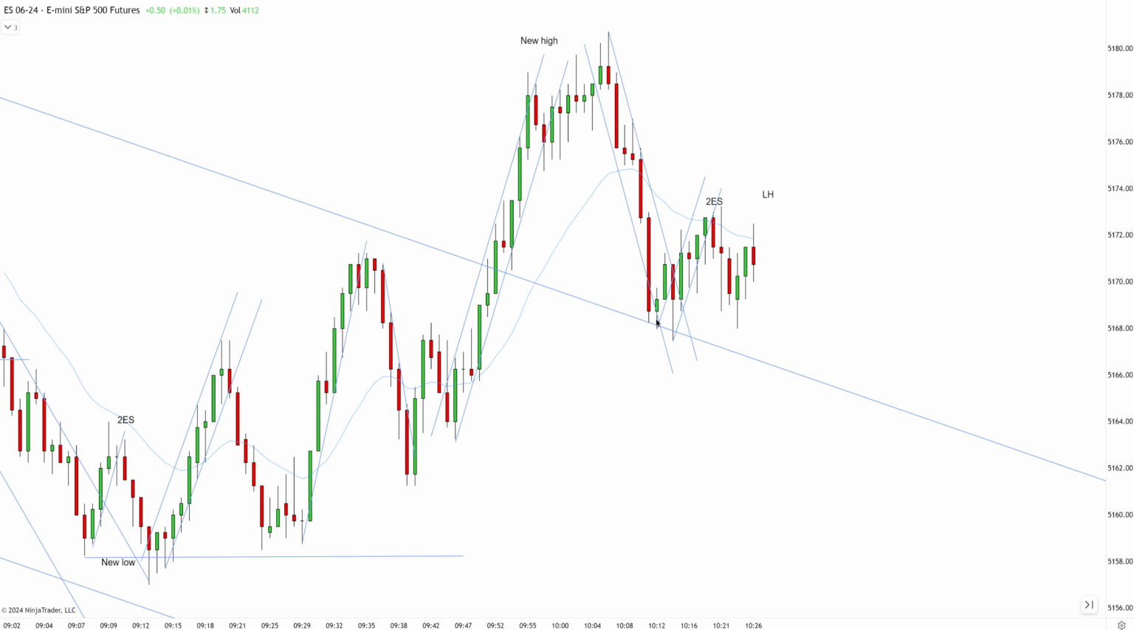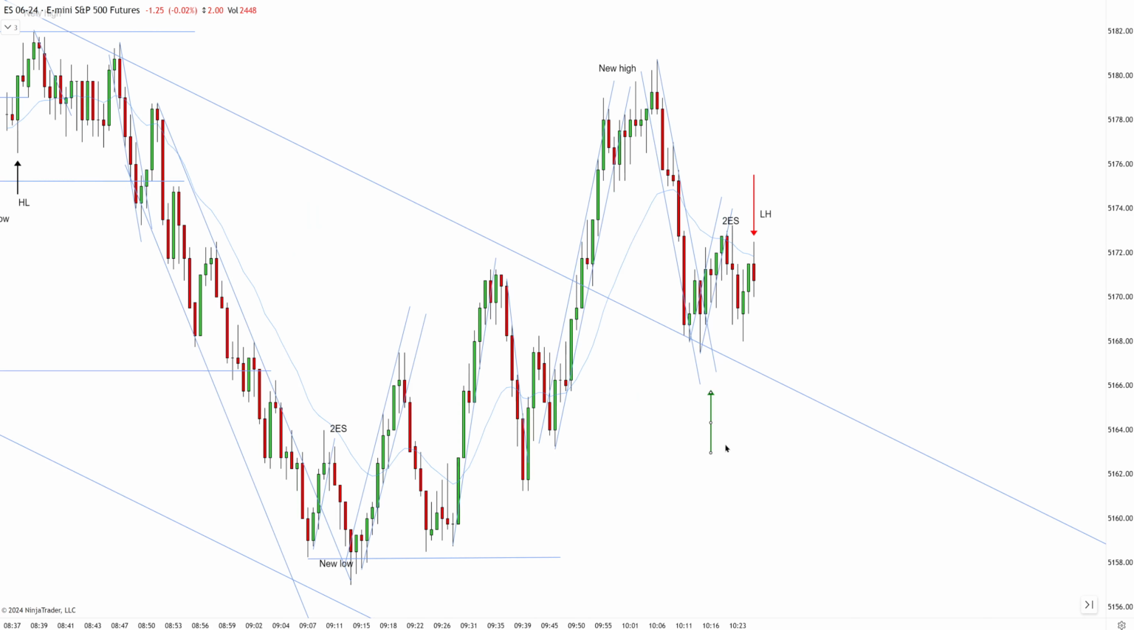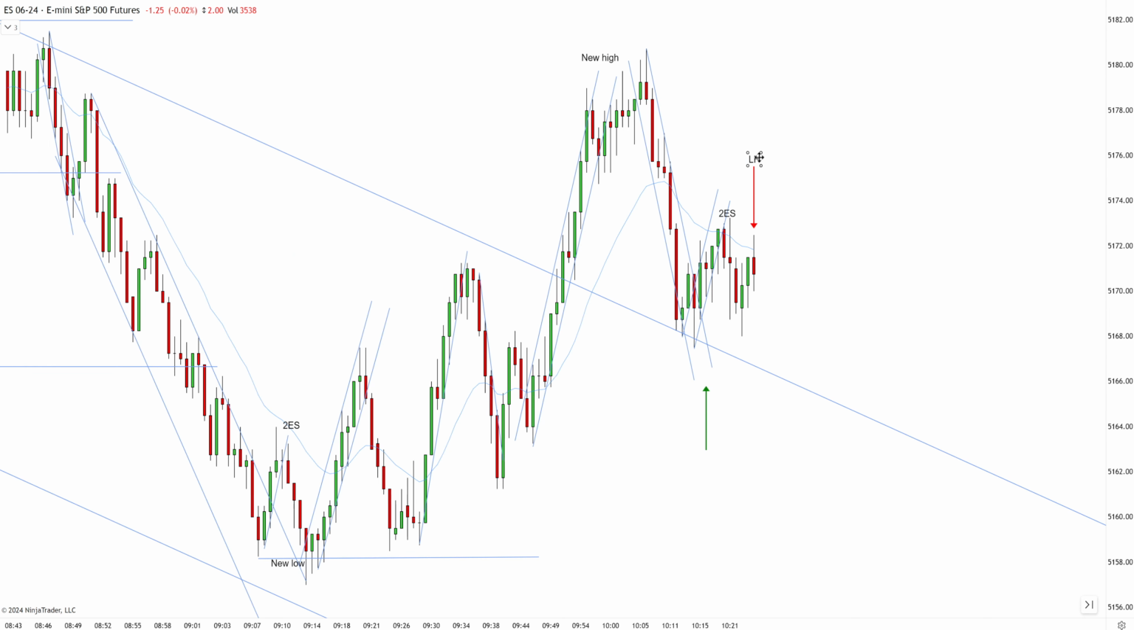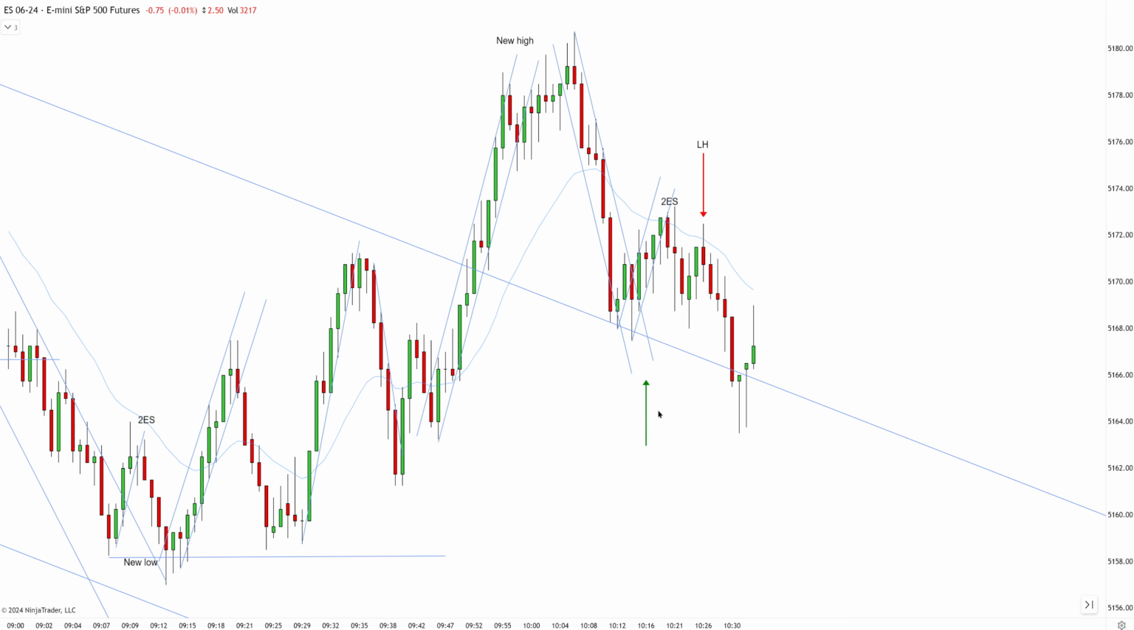So the lower high is confirming our worries about the initial second entry short. This is absolutely gorgeous. High probability setup, lower high, confirmation of the second entry short, and the downtrend needs to get new extremes. This is a great setup. Work for a scalp, break a new extreme.